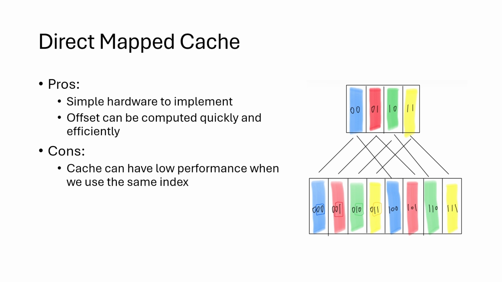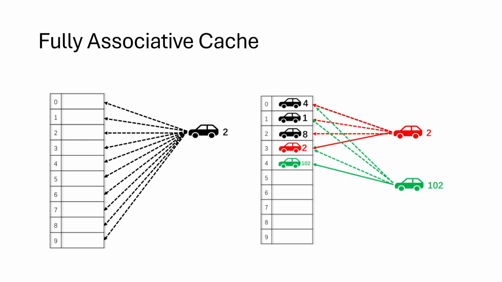So there is a different way to deal with this problem. The way to fix the problem is that the cache is open for everyone. We can see the example. The number 2 car wants to park in the cache, so it can choose any cache it wants. The car behind can only choose from the rest of the caches. We call this method fully associative cache.